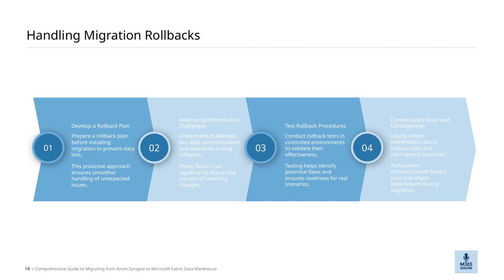And of course, communication plays a big role. Make sure you clearly inform all stakeholders about the risks involved with rollback procedures and the contingency measures you have in place. Transparent communication builds trust and helps everyone stay aligned during the migration process. So, in summary, developing a thorough rollback plan, addressing synchronization challenges, testing your procedures beforehand, and keeping everyone informed are all essential steps to ensure a smooth and safe migration from Azure Synapse to Microsoft Fabric Data Warehouse.